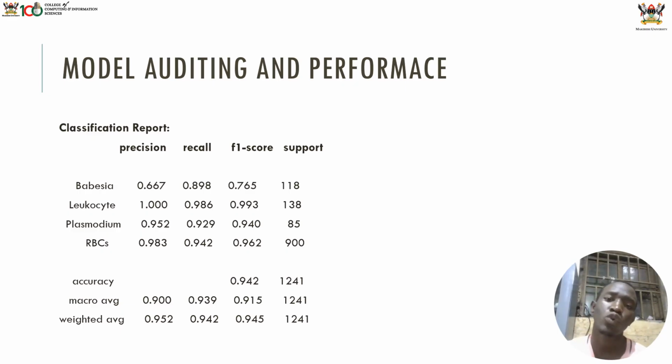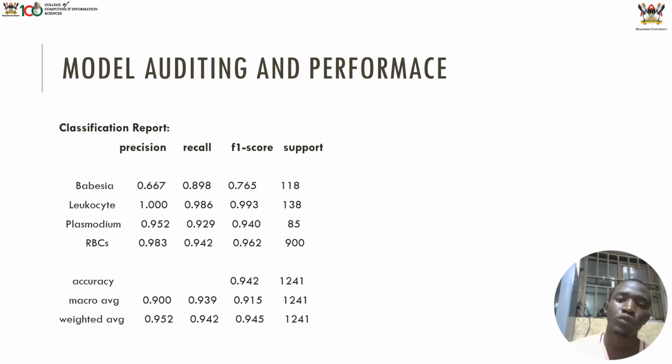The weighted F1 score of 0.945 confirms that the model performs consistently well, especially considering the class imbalances. Looking at the class-wise performance, leukocyte achieves a nearly perfect result, with precision of 1.000 and then an F1 score of 0.9993. This shows that our model is highly reliable in identifying leukocytes with minor errors.